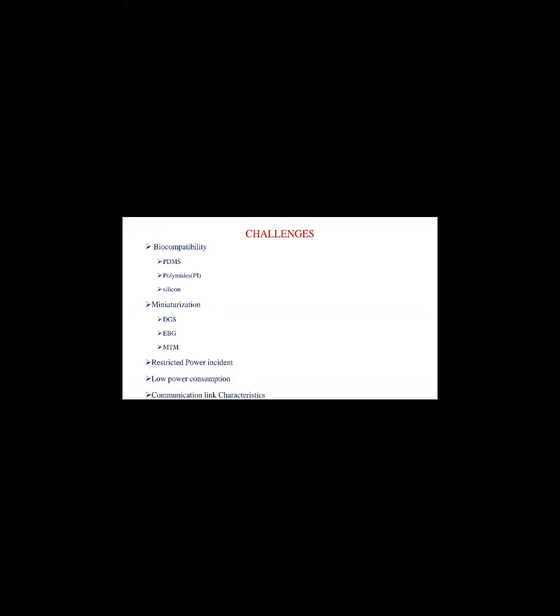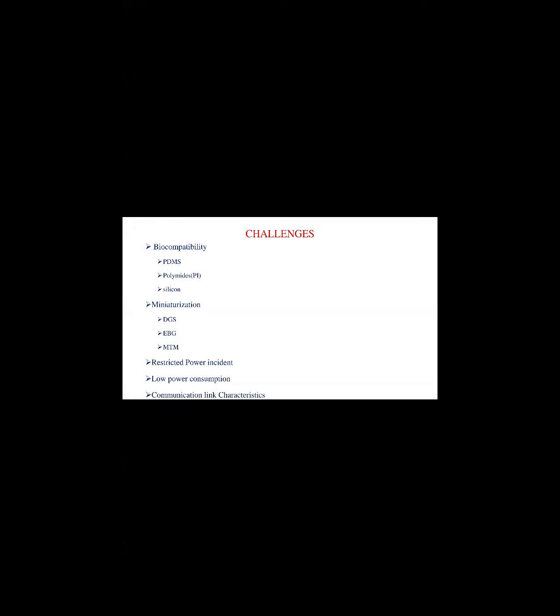And also we have PVDF, polyvinylidene fluoride, and LCP, a liquid crystal polymer, a crystalline thermoplastic substrate. They can also be considered for the dielectric constant because they have a low loss factor. It doesn't affect any radio frequency performance.